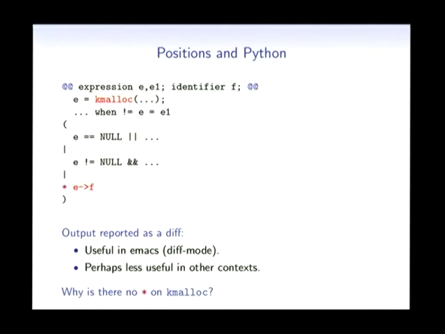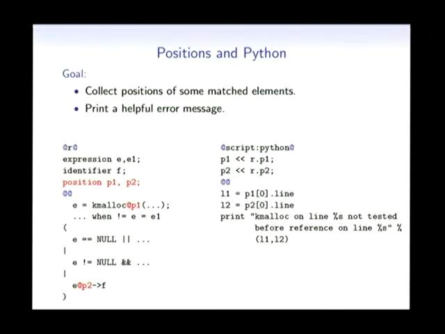I mentioned positions briefly before. There's a way to find out the position of anything that you have matched. So we have metavariables which are called position, P1 and P2. Now I put the position variables on the things that are interesting. So I've attached P1 to kmalloc, and I have attached P2 to E.